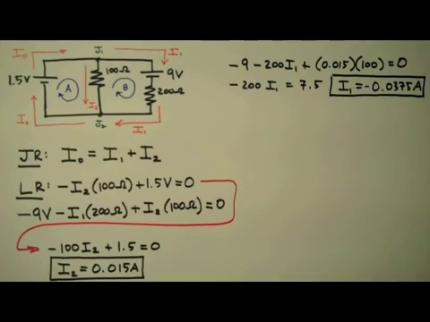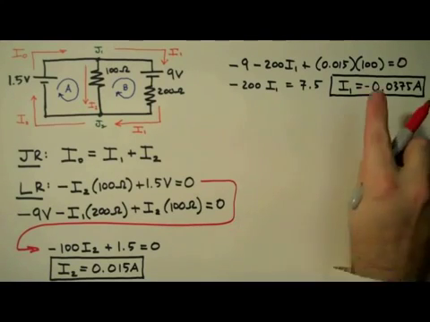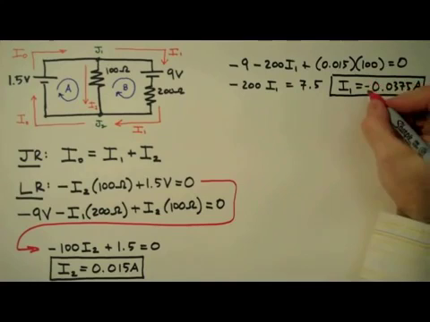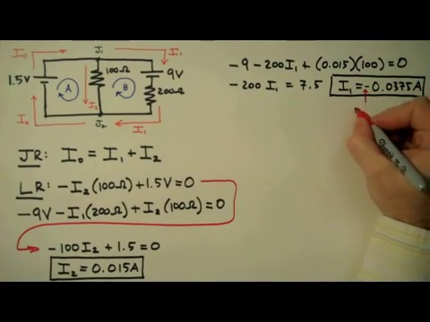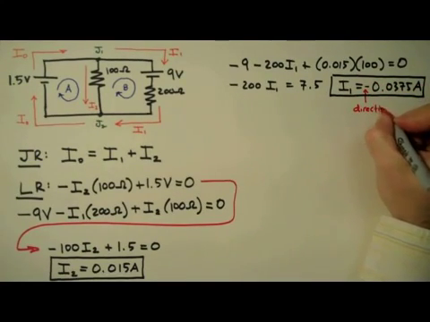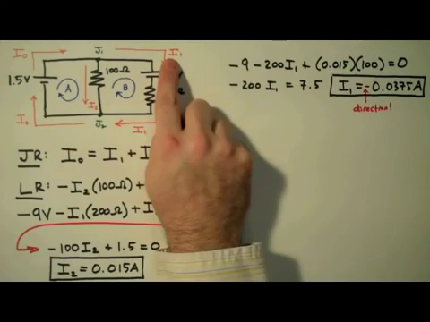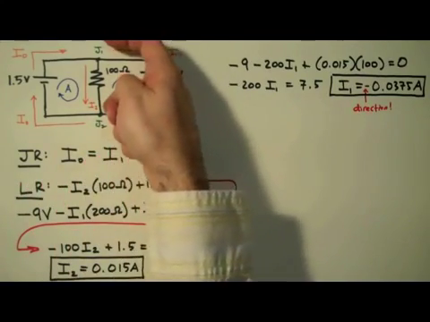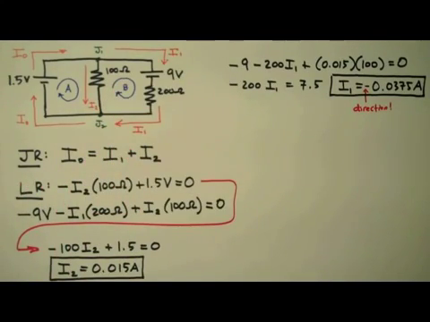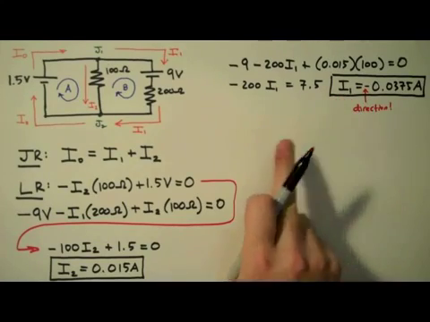So what does this negative sign tell us? This negative sign tells us that the direction that we chose for I1 is the wrong direction. Remember how we picked it arbitrarily at the beginning of the problem? Well, here's where we find out that the actual direction of positive charge flow is the other way. No harm, no foul. Now we know the correct direction of the currents.